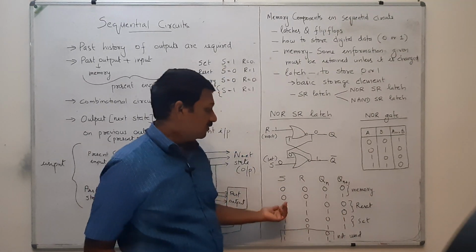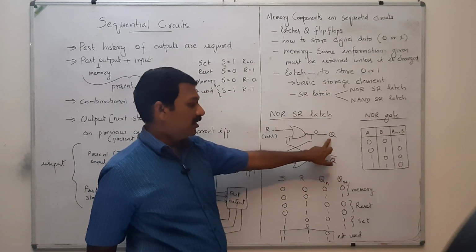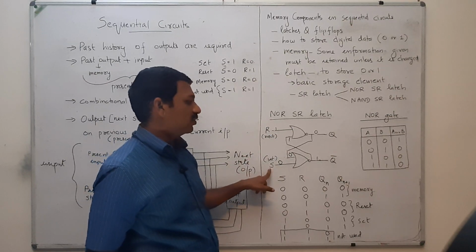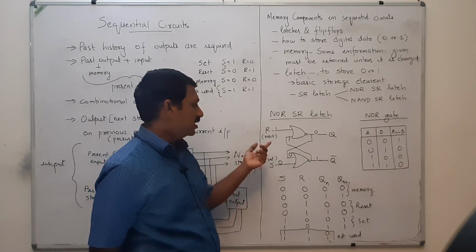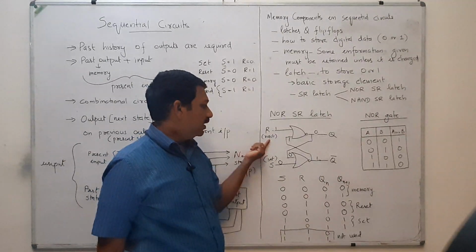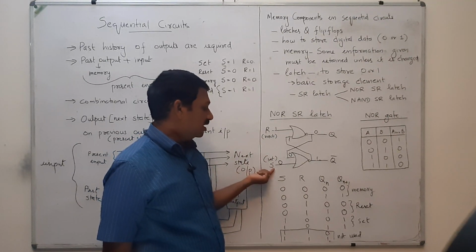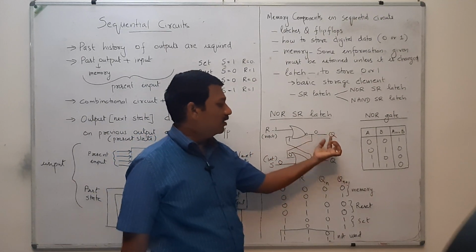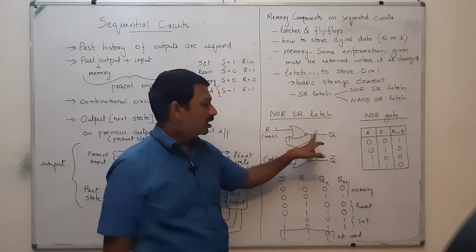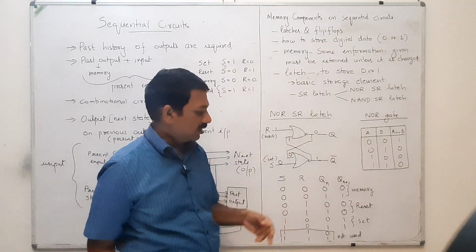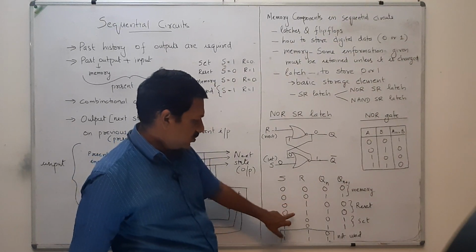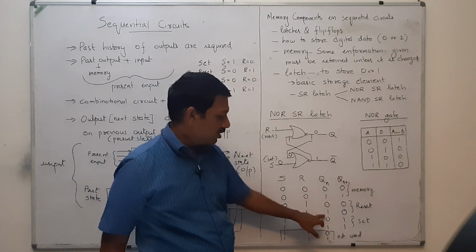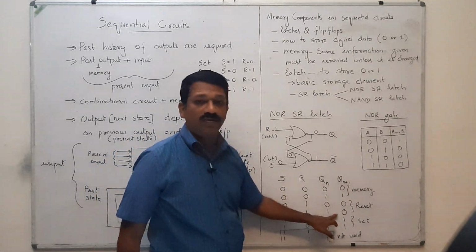That means whatever be the value of Qn, whatever be the value of Q, if it is 0 or 1, when R is equal to 1 and S equal to 0, that means when the reset pin is 1 and the set input is 0, then you have to reset. That means whatever be the previous value of Q, the current value will be 0. Okay, that is why here R is equal to 1 and S equal to 0: whatever be the value of Qn, Qn plus 1 will be 0.